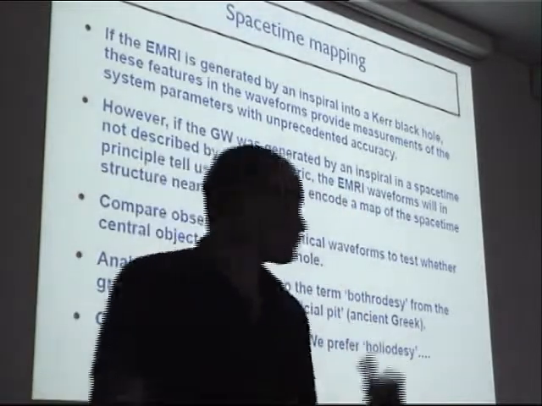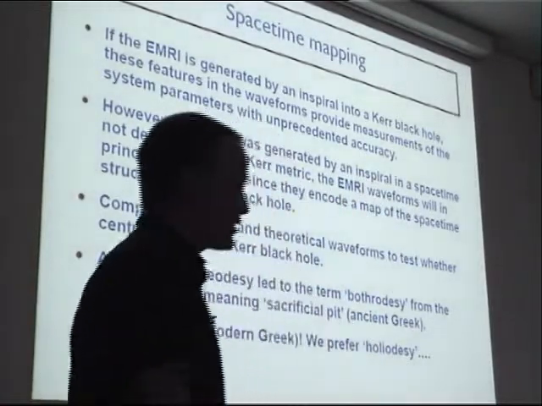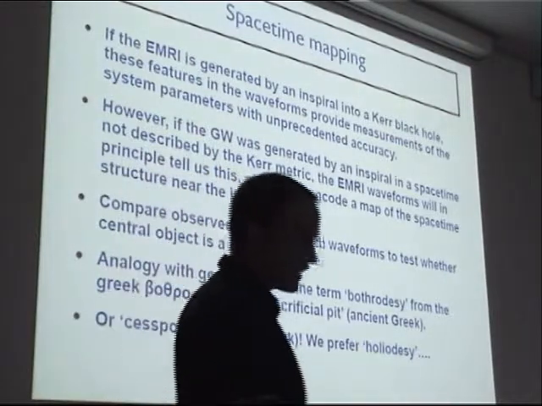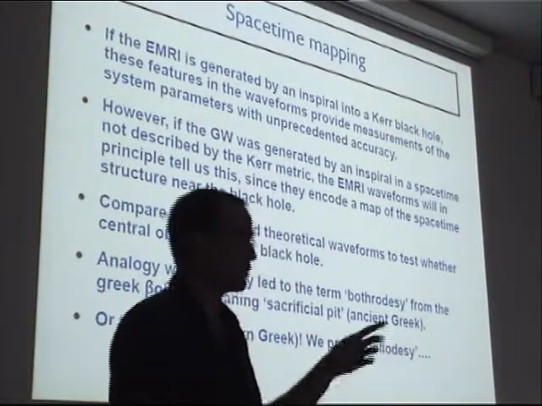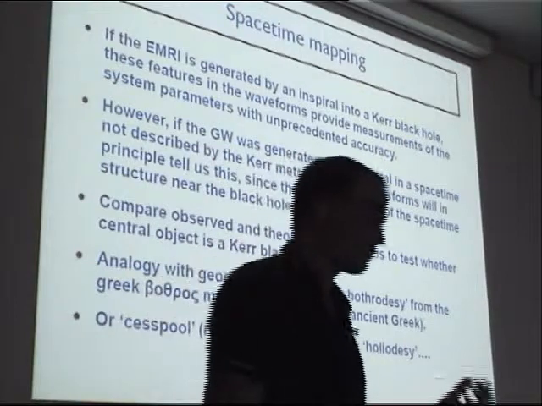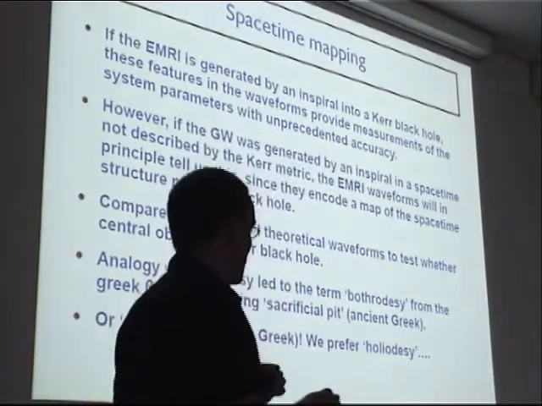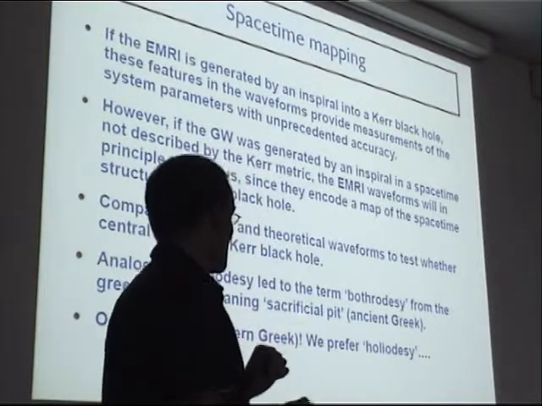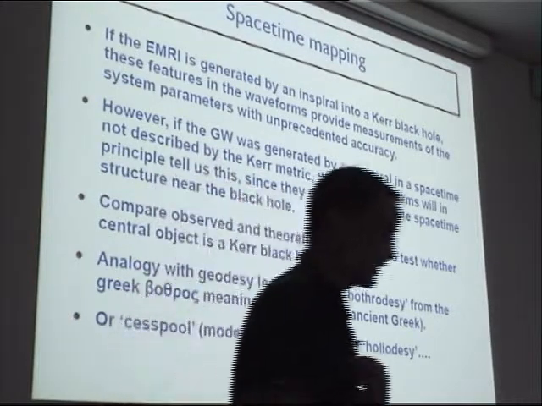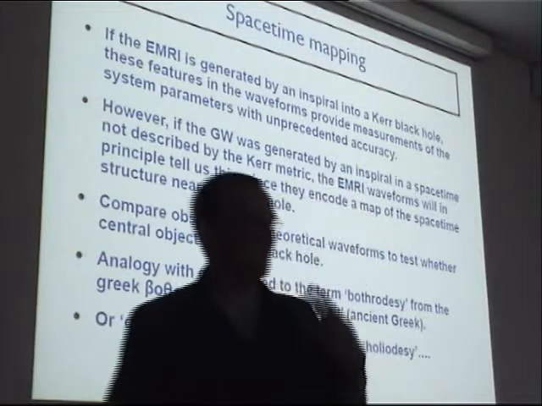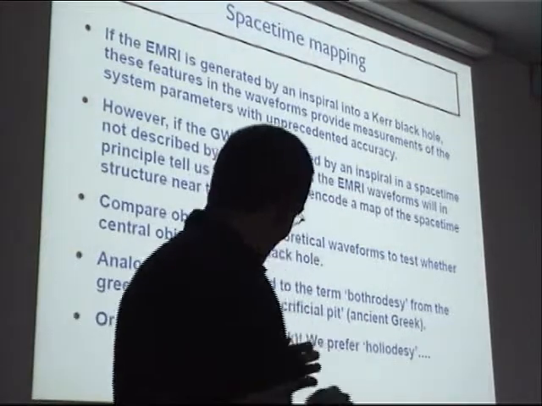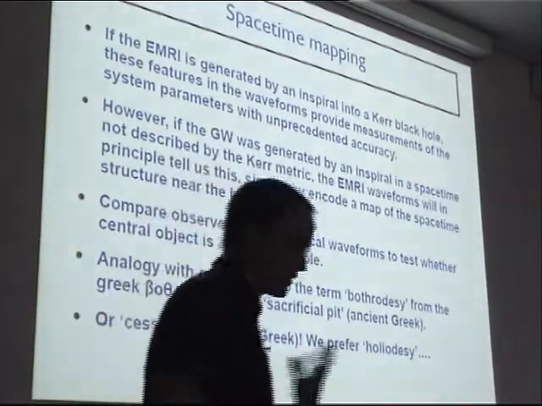So this is similar to geodesy, which is when we map the motion of satellites around the Earth in order to probe the multipole structure of the Earth's gravitational field. But in black holes, we either call it bophrodesy, from the Greek bophros, which meant sacrificial pit in ancient Greek. But apparently in modern Greek it means something more like cesspool, so many people prefer to call it holiodesy.